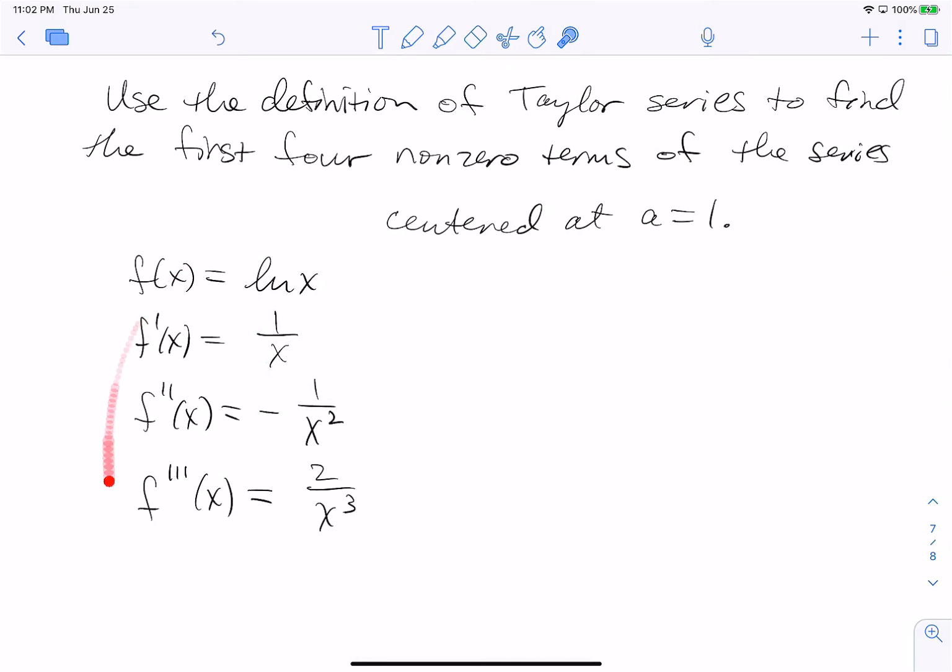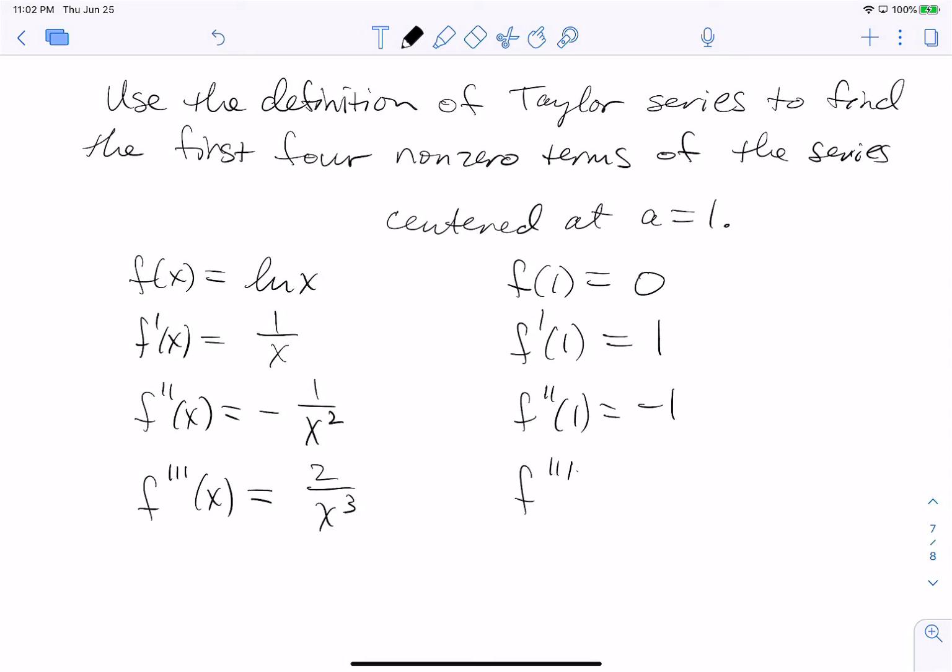Now, how many of these do we need to do? We were told to find the first four non-zero terms of the series. Let's start evaluating these at a, which is 1. F of 1 is equal to the natural log of 1, 0. Shoot, that one's 0. We don't get to include that one. F prime of 1, 1 over x, well, that's going to be 1. F double prime of 1 is equal to negative 1 over x squared, so negative 1. F triple prime of 1 is equal to, well, 2 over x cubed, that's going to be 2.